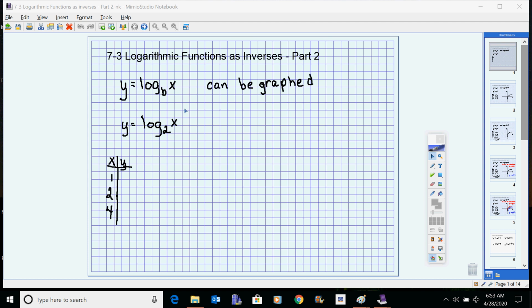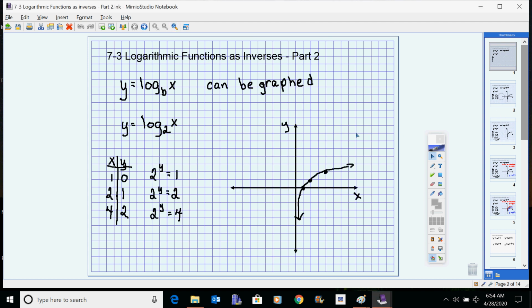Okay, so in our logarithmic functions, we talked about what logs mean. So 2 to the y power equals x. That's how that works. So we're trying to figure out 2 to what power equals 1 here. And that answer would be 0 because anything to the 0 power equals 1. 2 to the first power will equal 2, and 2 to the second power will equal 4. You can go ahead and throw those onto a graph and make your nice curve like we're used to doing.